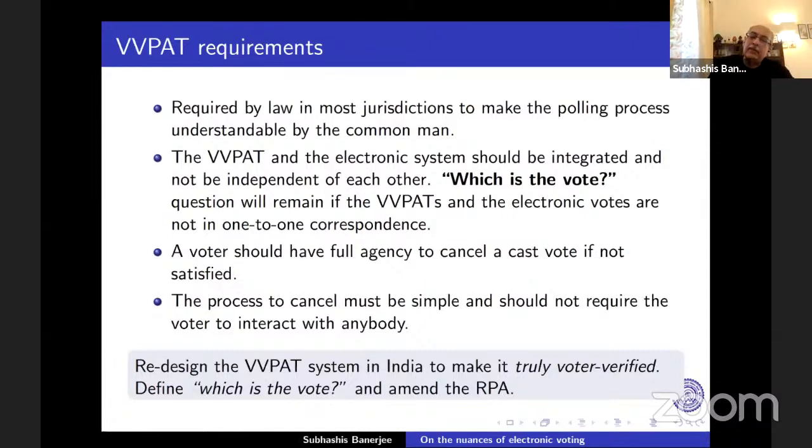The only real way to do it is that this VVPAT slip must come in the voter's hand and the voter must drop it in the box with her own agency. Only then is it a proper voting system. So the Commission's recommendation was to redesign the VVPAT system in India to make it truly voter verified, properly define which is the vote, and amend the Representation of the People Act, which makes VVPAT mandatory for voting.